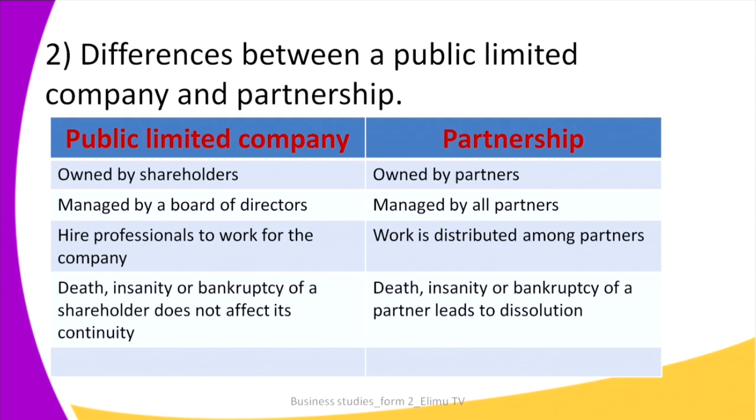But in partnership, death, insanity, or bankruptcy of a partner leads to dissolution of a partnership. You'll find that in some cases, after the death of a partner, the partnership is dissolved temporarily. But in case of bankruptcy, the partnership is usually dissolved permanently. So death, insanity, or bankruptcy of a partner leads to dissolution of a partnership. But in the case of a company, no, that does not affect the continuity of a company.